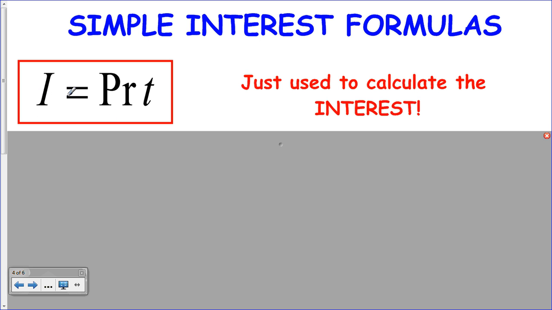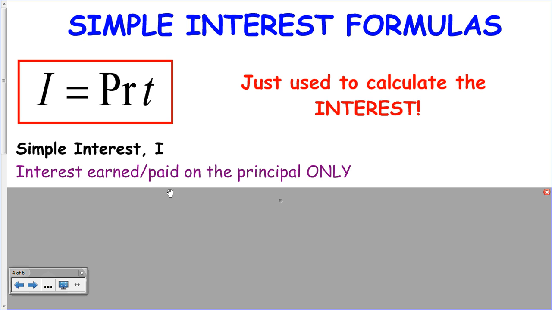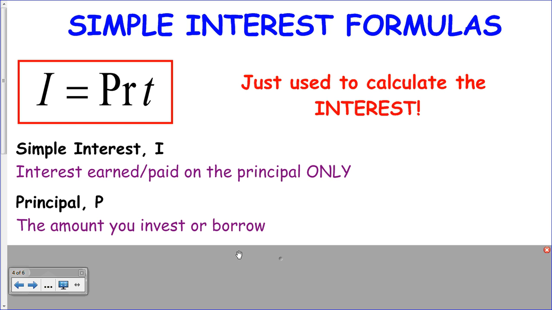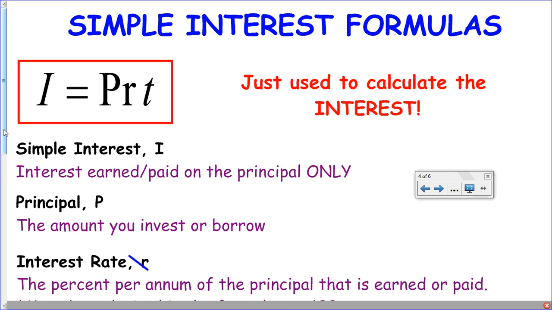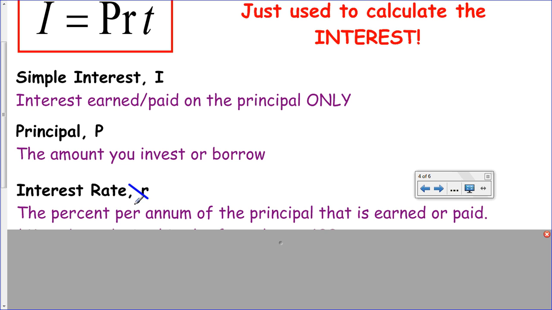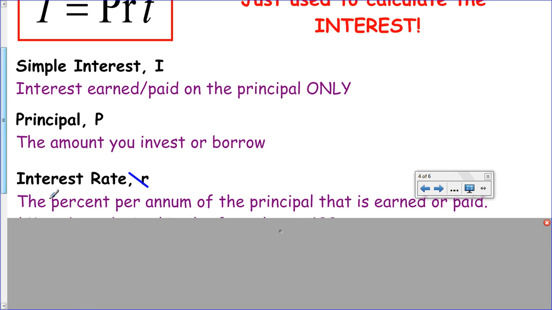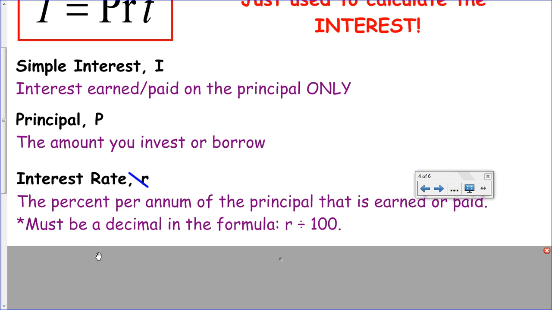The first one is I equals PRT, where I is just the simple interest earned on the principal P. P is the amount you invested. And then R is the interest rate earned that's been given by the bank or wherever you're investing your money. But the thing you have to remember is that you have to take the rate and divide it by 100.